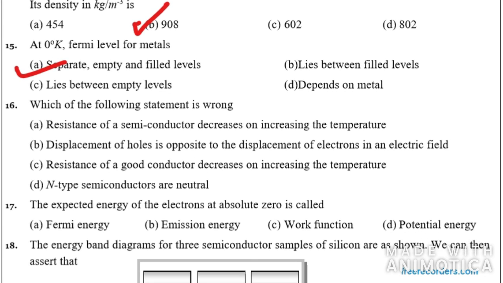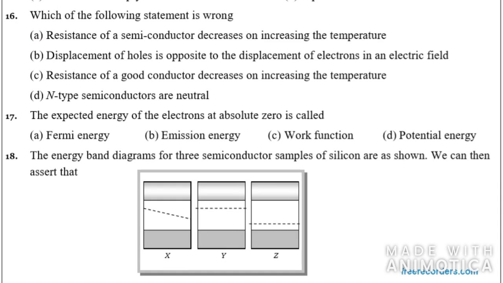16. Which of the following statements is wrong? Resistance of a semiconductor decreases on increasing the temperature. That's right. Displacement of holes is opposite to the displacement of electrons in an electric field. That's right. Resistance of a good conductor decreases on increasing the temperature. That's wrong, because on increasing the temperature, resistance also increases in the case of conductors. So C is the option that is wrong.